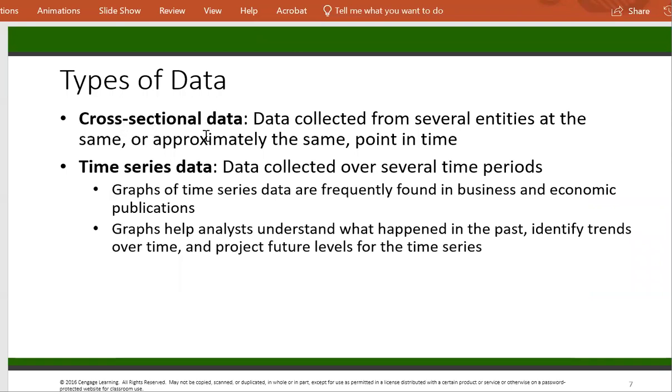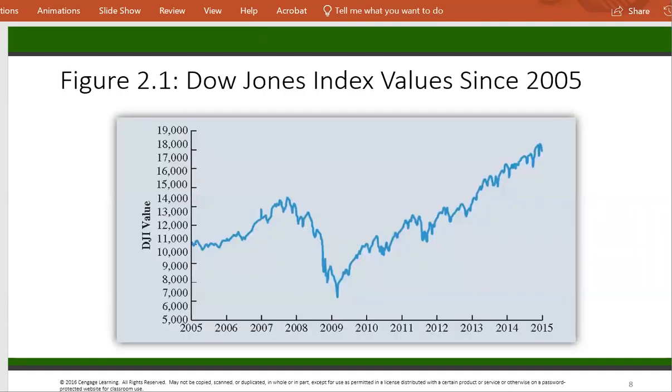Cross-sectional is like taking a picture of multiple people at the same point in time. Whereas with time series, usually we're talking about one variable, one member of the population, but recording the movement at different points in time. So this is like a dynamic movie, whereas cross-sectional is like a static picture of multiple members.